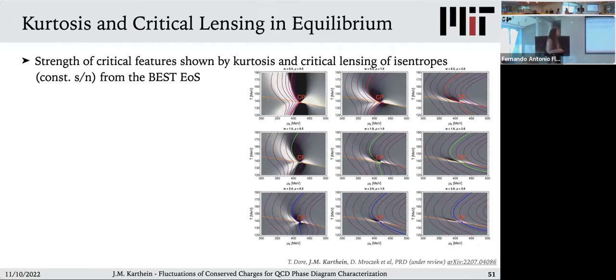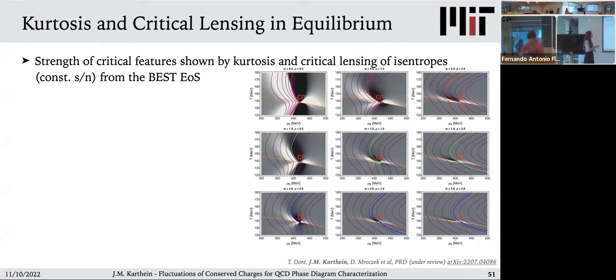Okay, so we can study how strong a critical point will be in the QCD phase diagram by looking at different choices of these scaling parameters in our effective equation of state, which from now on is known as the BEST equation of state, from the BEST collaboration that was previously funded. Now the funding period is over.